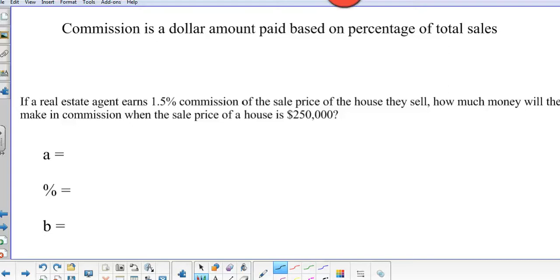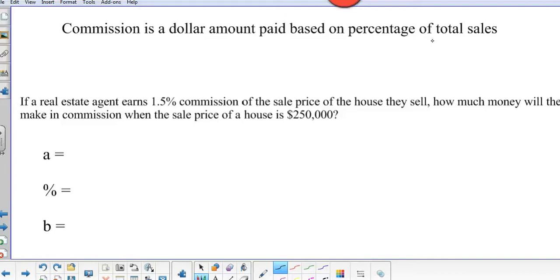It's a dollar amount. If I can read English, commission is a dollar amount paid based on percentage of total sales. So as the employee, the person who sells items, let's say I am a car salesman. If I get paid on commission, then I get a certain percent. If I sell a car for $10,000, I might get a 2% commission. What I would earn for that would be 2% of the sale price.